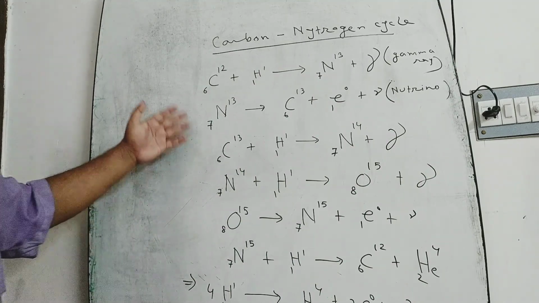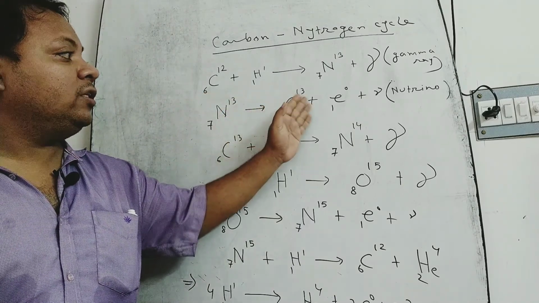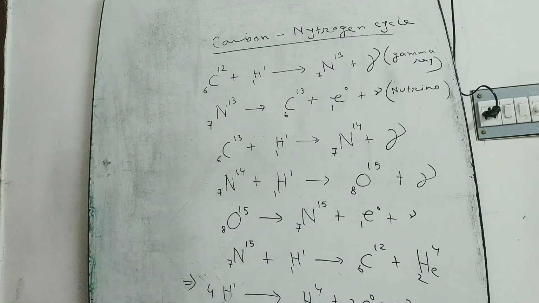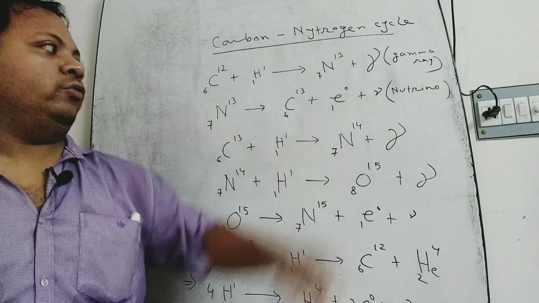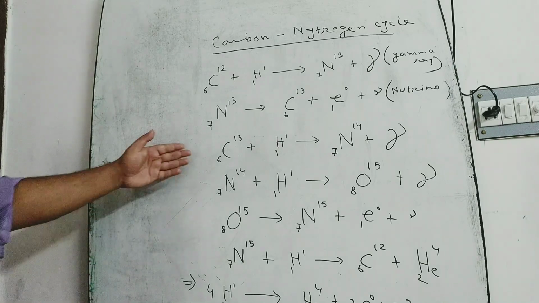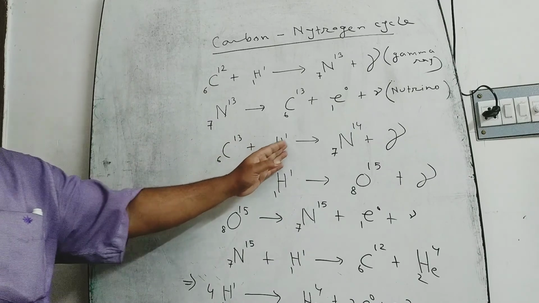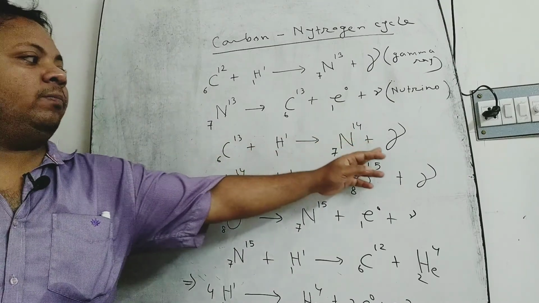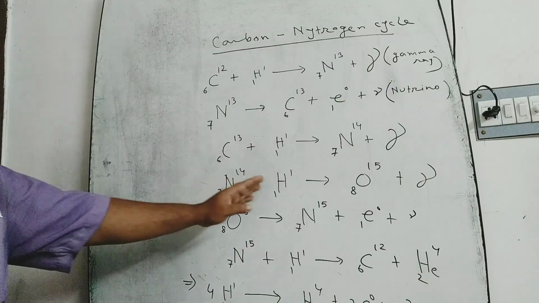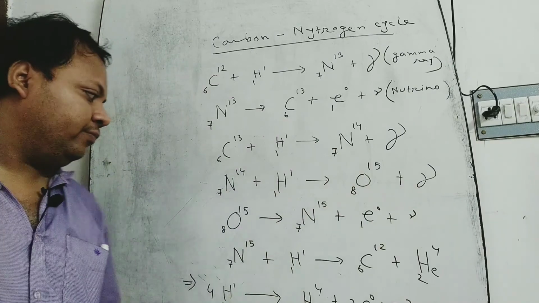Now, from nitrogen-13 we get carbon-13 plus 1 positron and a neutrino. Next, carbon-13 reacts with 1 protium and gives nitrogen-14 plus a gamma ray. Next, nitrogen-14 reacts with protium and gives oxygen-15 plus a gamma ray.